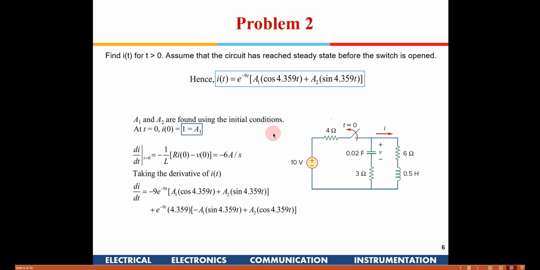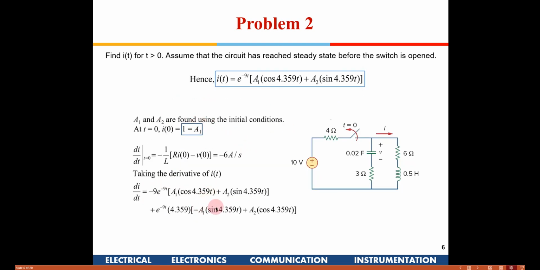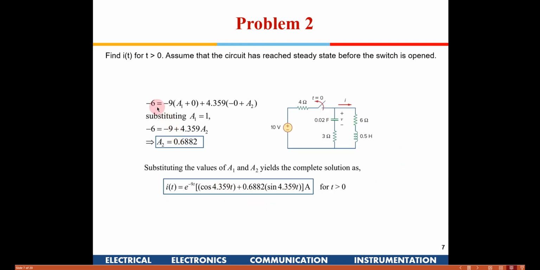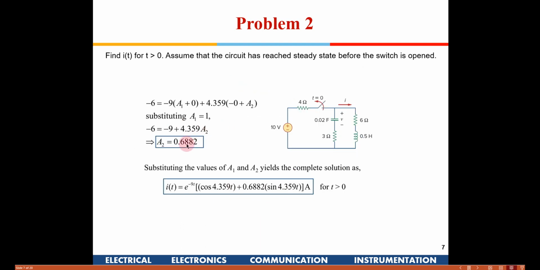So we are going to differentiate this. We are going to write this after differentiation, and then substitute the value for t is equal to 0. So all these sine terms will vanish, cos terms will become 1, and then we put these values and we get the value of A2 here. So finally in this equation, A1 is 1, and from here A2 is 0.6882. So we put that, and we get the final value of i(t) here, right?